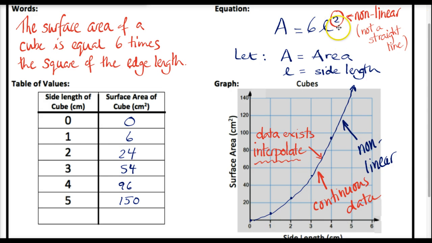You can see from the equation here that there's a squared, there's an exponent of 2 in the equation, and that is an indication that it is a non-linear relationship because of this exponent here. So that's that one.